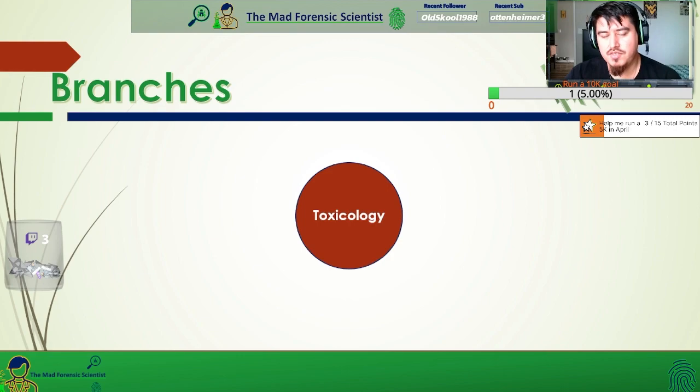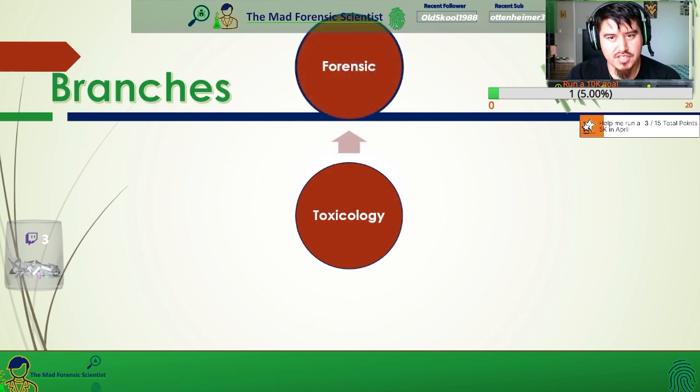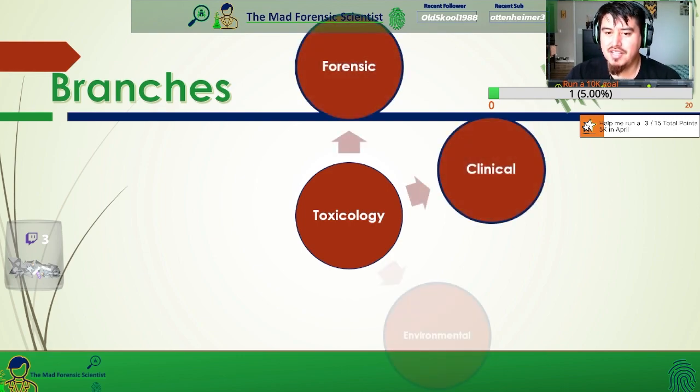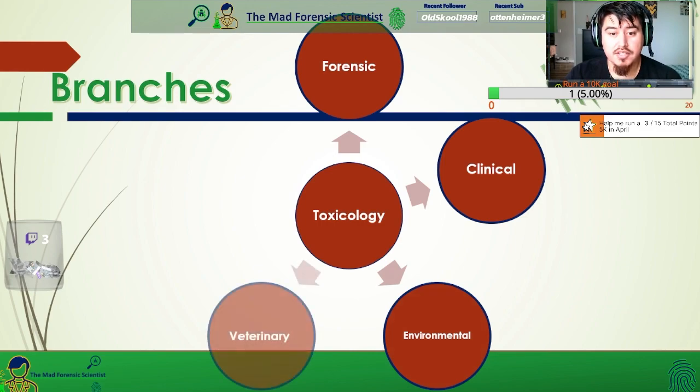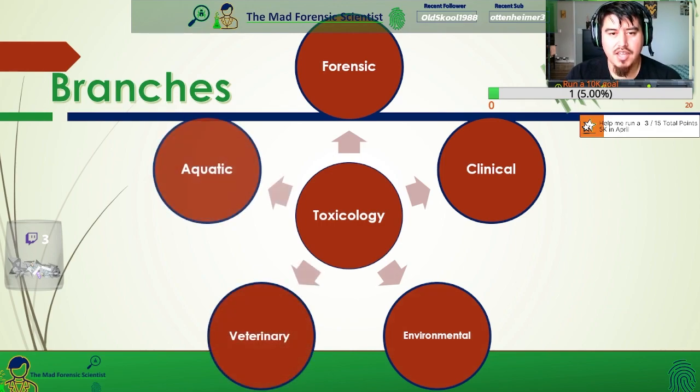Five distinct branches of toxicology include forensic toxicology, clinical toxicology, environmental toxicology, veterinary toxicology, and aquatic toxicology. Now, these are five important branches of toxicology, but they're not all-encompassing, as there are many divisions within these branches.